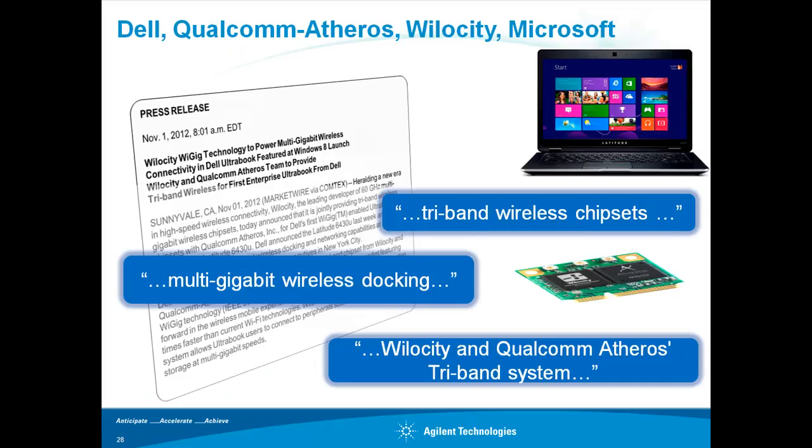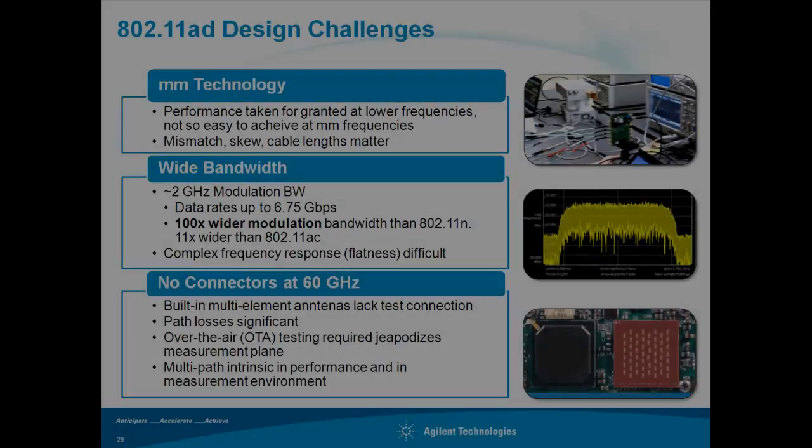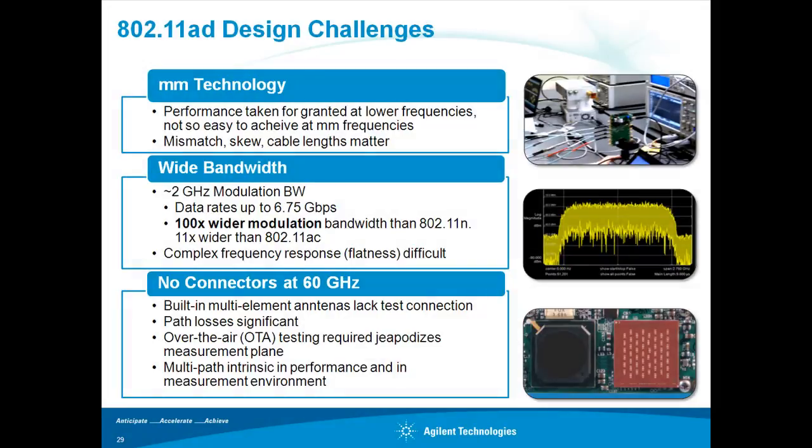An example of a tri-band chipset is the partnership of Wilocity with Qualcomm Atheros. Dell has announced that it will incorporate this chipset module into its Ultrabook, with one use case being wireless docking. 802.11ad has its design challenges as well.